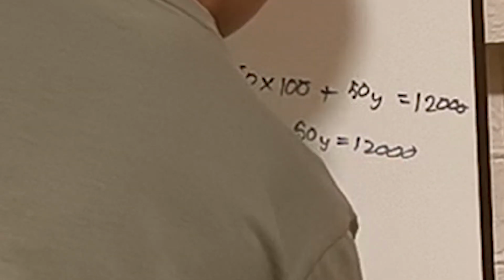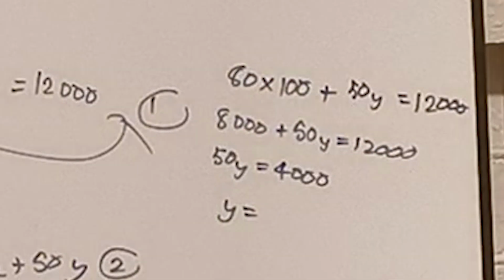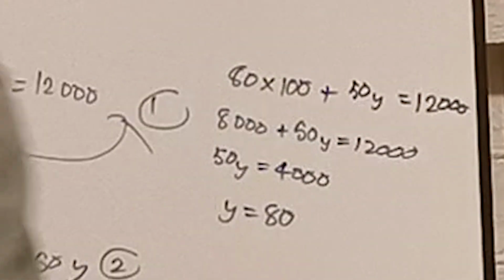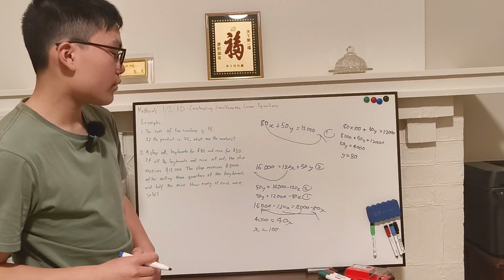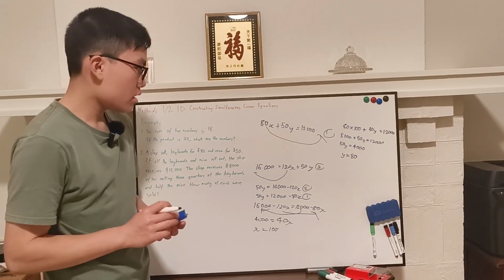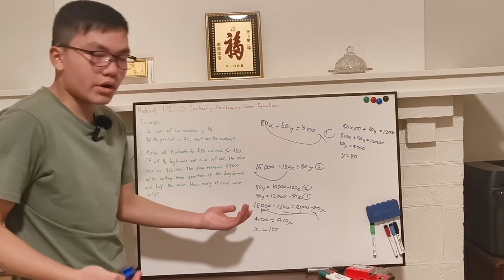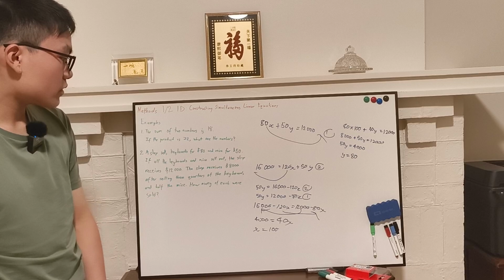50y equals 4,000, and y equals, what's that? That's 800? No, that's 80. Yeah, 400 divided by 5 is 80. Yep, there we go. And that's our answer. That is actually not our answer. Well, x equals 100 and y equals 80. That is working towards the answer, but that's not actually the answer.